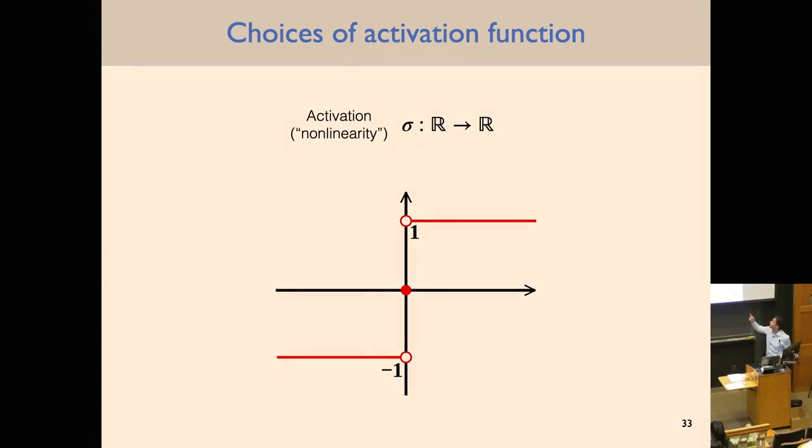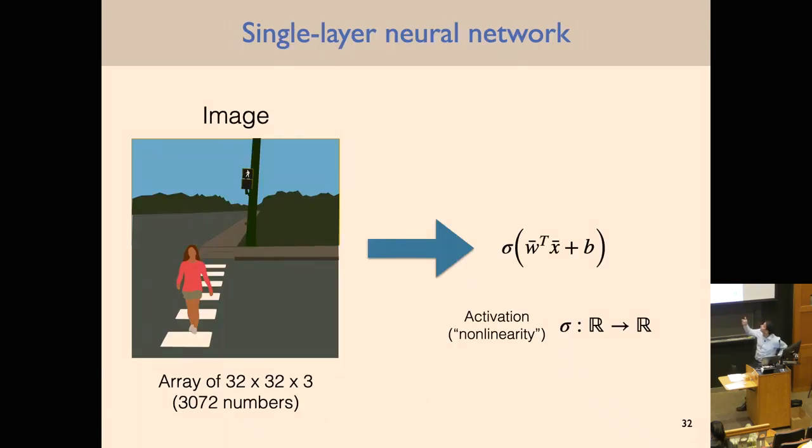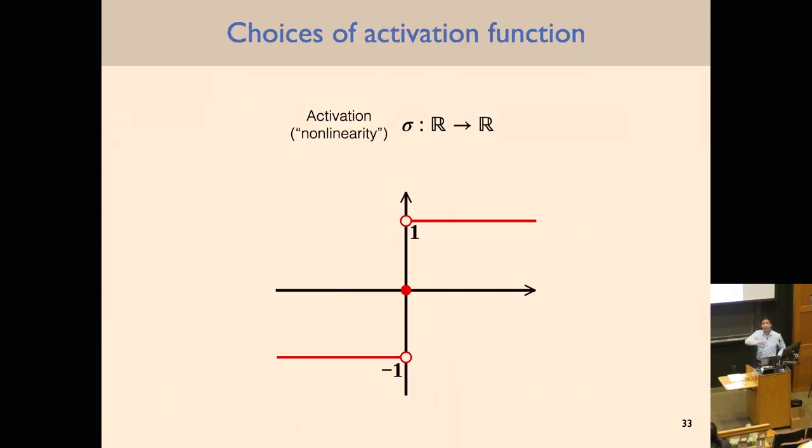So here's one possibility for the activation function. This is just the sign function. If the dot product plus the bias term, so the input to sigma, is positive, then sigma maps that to positive 1. If the input to sigma is negative, then you map that to negative 1. So this is one possibility for an activation function.